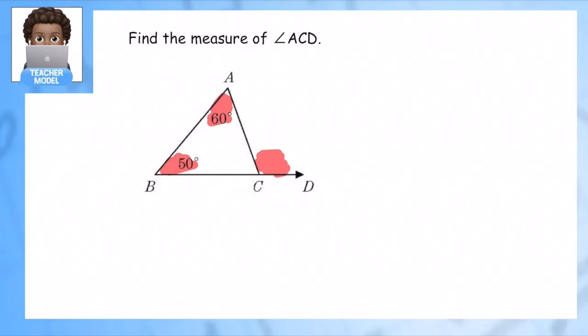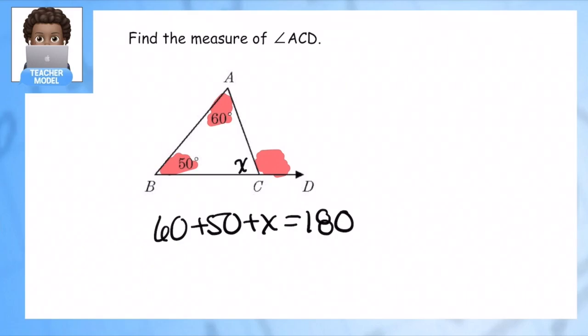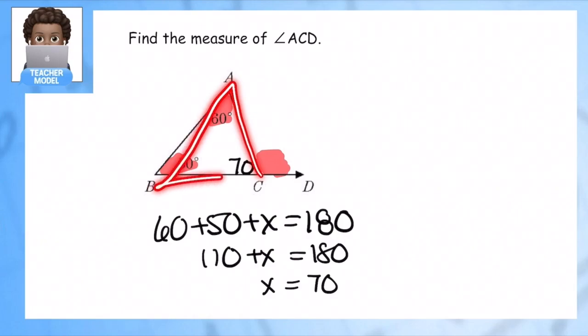So I'm going to make this an X over here. I can figure out what that angle C is, that BCA. 60 plus 50 plus X equals 180, as we know about the sum of interior angles of a triangle. 110 plus X equals 180. X is equal to 70. Okay, so now that we know this is 70, we know that these three angles make 180 degrees.